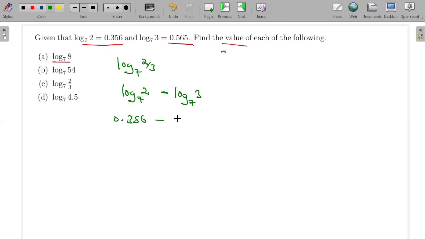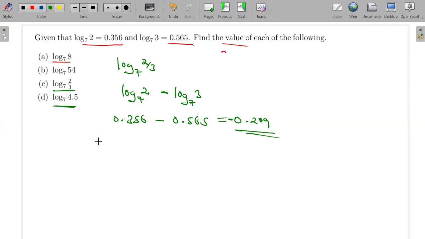So this side I can replace with 0.356, then minus the other side, which I can replace by 0.565. When I subtract these two, I punch that into a calculator: 0.356 minus 0.565, and that is going to be equal to negative 0.209. So this is what I get for the second one.